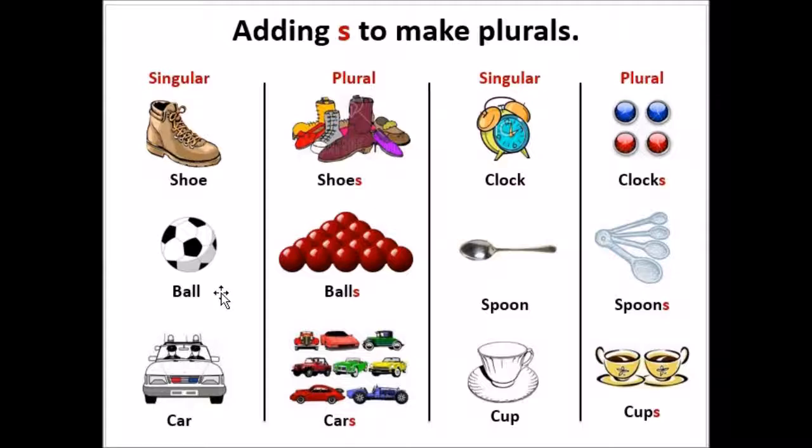The basic rule that applies to most words is adding an S to the singular form to make it a plural. Shoe becomes shoes by adding an S at the end, ball, balls, one car, many cars, also adding an S. Clock becomes clocks, spoon, spoons, and 1 cup or 2 cups if you're having a friend over for coffee or tea. With all of these words, we're adding an S to the end of the singular, making it a plural.